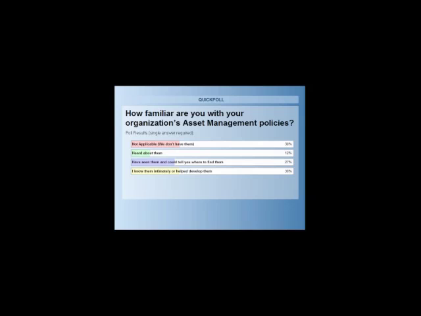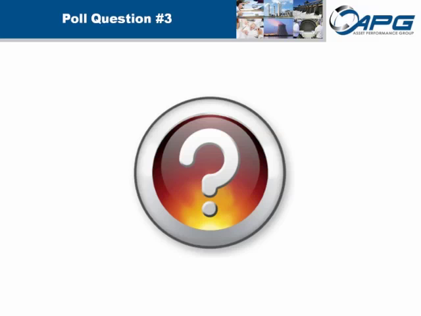Interesting, James. We have 30% say it's not applicable, they don't have them. We have 12% saying they've heard about them. We have 27% saying that they've seen them and they could tell you where to find them. We have 30% who know them intimately or helped develop them. That's interesting because we've got both sides of the spectrum there. We've got 30% who helped develop them or know them intimately, and 30% who say that they're not applicable.